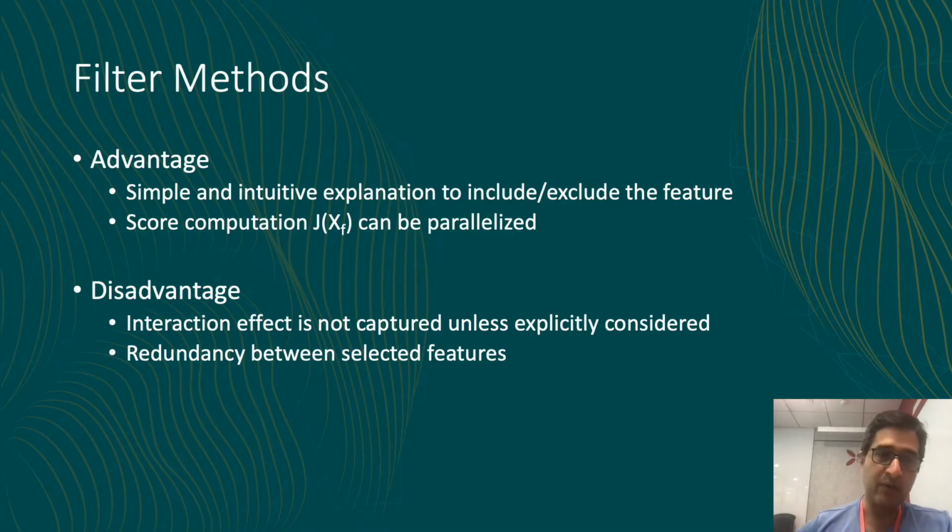So on one hand, you can parallelize the computation of the goodness function or the goodness score, but at the same time, the interactions are not captured, and then you would land up with a suboptimal model selection process.